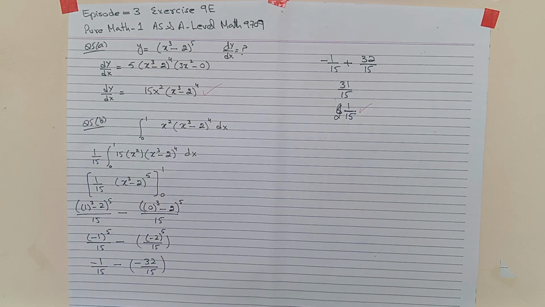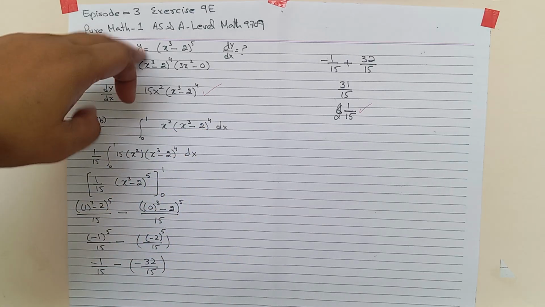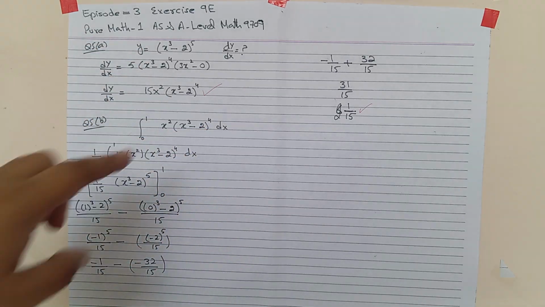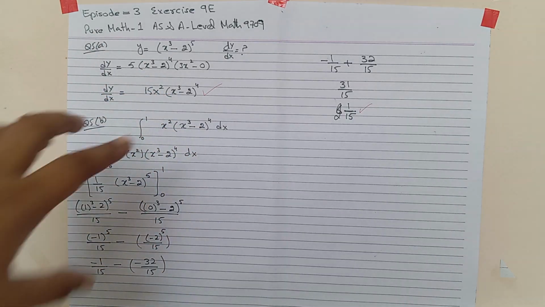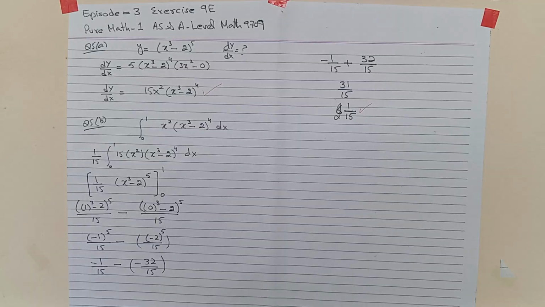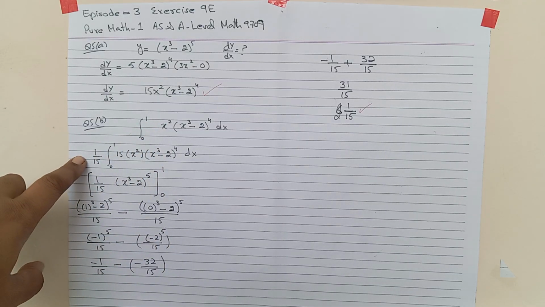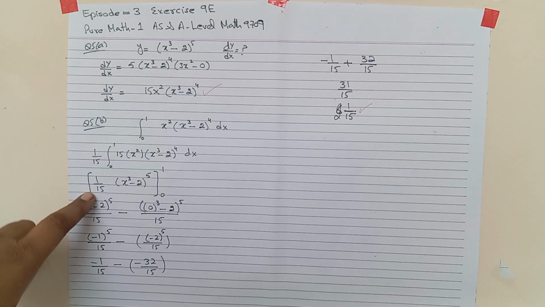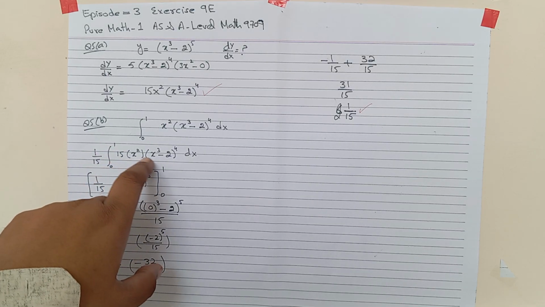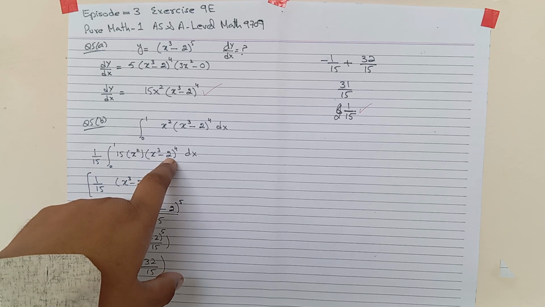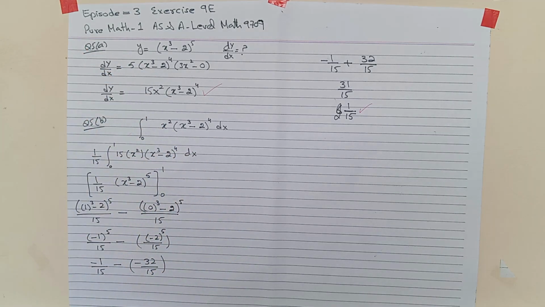That's the A part. Then they ask us to find the integration of this. Whenever you have this part and then you want to integrate, you see this expression and this expression are almost the same. The only difference is here we have 15, here we don't have 15. So I will multiply with 15 and divide with 15. So this 1 by 15 will remain outside, and this 15 will be written inside. So you will have 15x into (x cube minus 2) raised to power 4. You see, this expression and this expression are exactly the same.